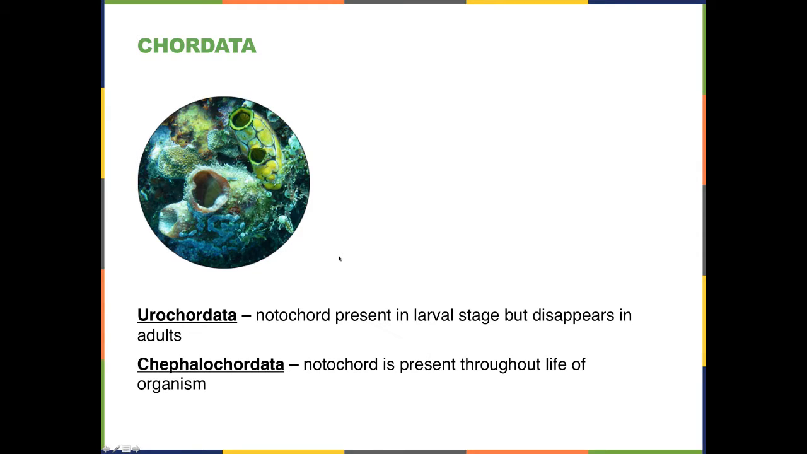The second group is called the Cephalochordata. Cephalochordata has a notochord present throughout the life of the organism, so both in the early phase as well as in the adult phase. And this is a lancelet, which is probably the simplest of the cephalochordates that are present.